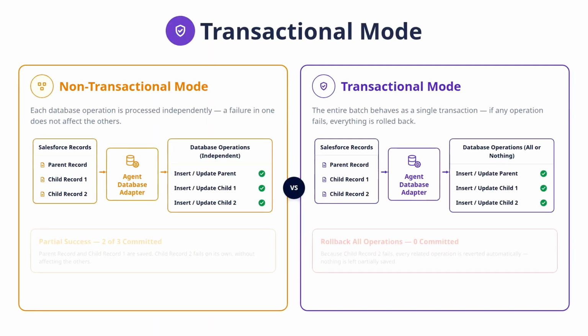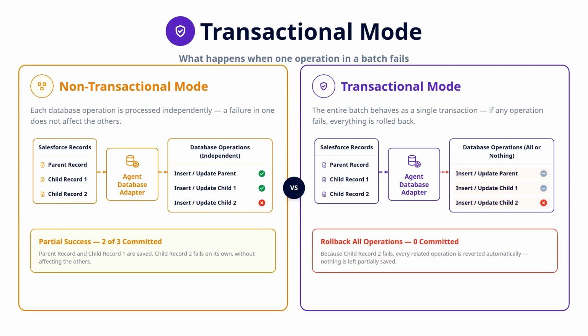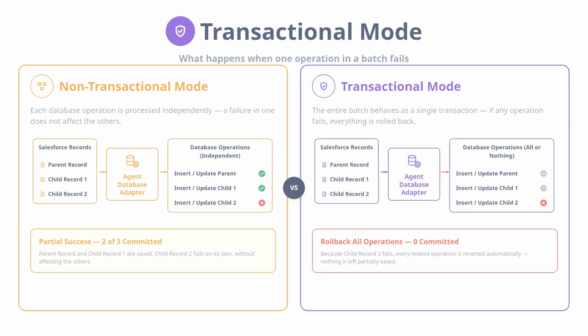What happens when one operation in a batch fails? In non-transactional mode, each operation stands on its own. A failure doesn't affect the rest. In transactional mode, the whole batch behaves as a single unit. If one operation fails, everything rolls back together.